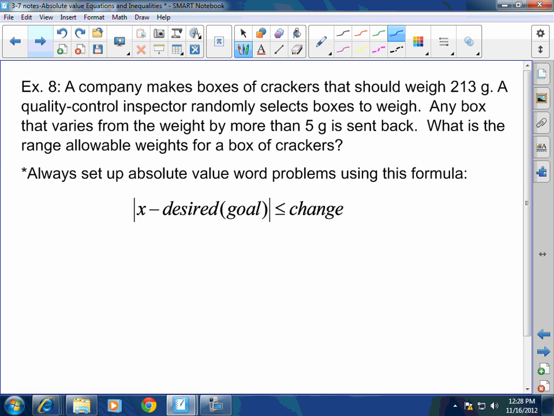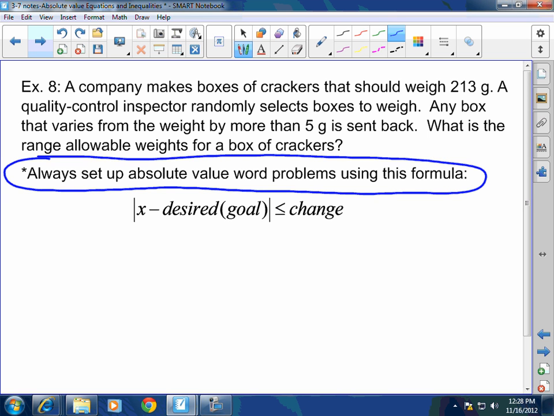So please always set up absolute value word problems using this formula. The formula is X minus the desired goal, or the actual goal, or what they want. What is the desired goal here? What should it weigh always? So you put 213 here. You always put a less than or equal to, and then the change. The change, or what's called variance. What's the variance here? What's the change here?